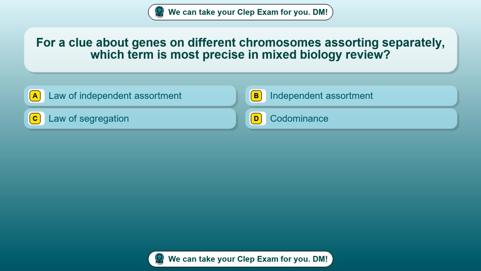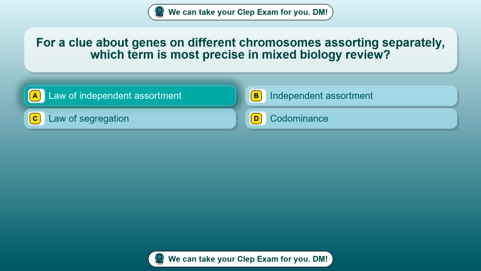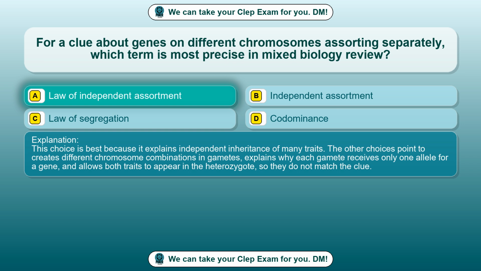Option B, independent assortment. Option C, law of segregation. Option D, codominance. The correct answer is option A, law of independent assortment. This choice is best because it explains independent inheritance of many traits. The other choices point to creates different chromosome combinations in gametes, explains why each gamete receives only one allele for a gene, and allows both traits to appear in the heterozygote, so they do not match the clue.